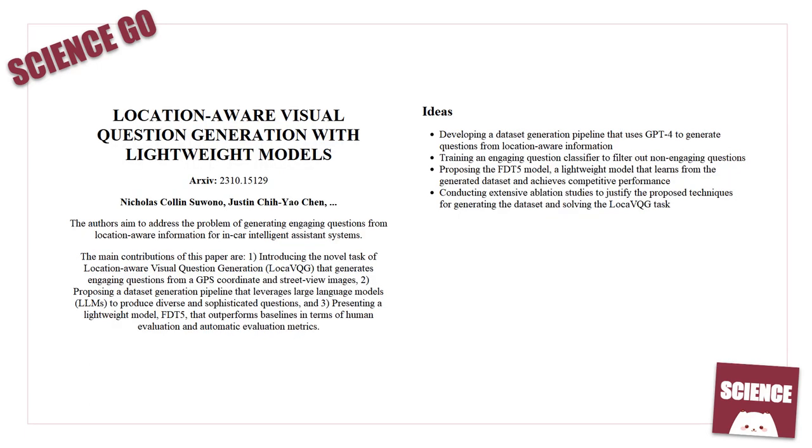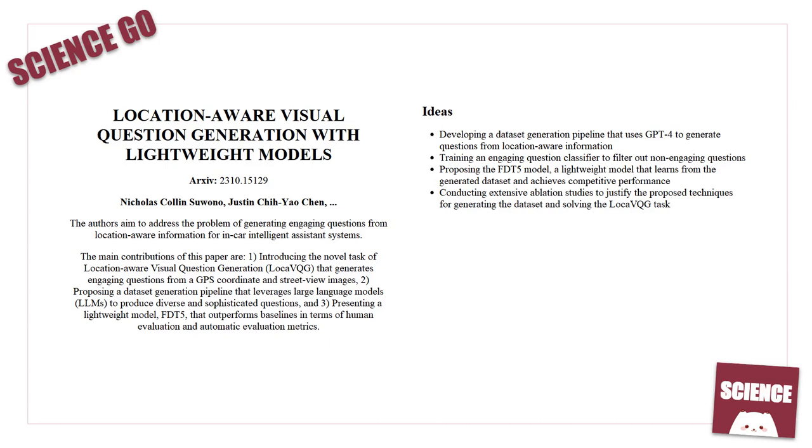The paper Location-Aware Visual Question Generation with Lightweight Models introduces a new task called Location-Aware Visual Question Generation. The goal is to generate interesting questions for in-car intelligent assistant systems using GPS coordinates and street view images. The paper proposes a dataset generation pipeline that uses large language models to create diverse and sophisticated questions.